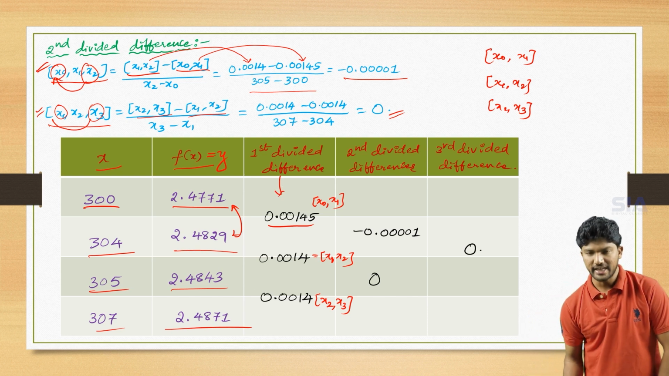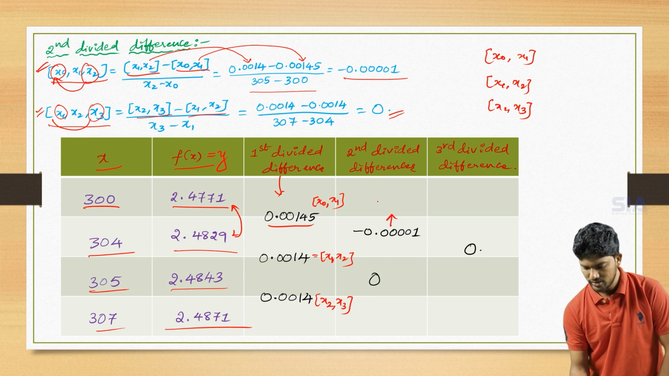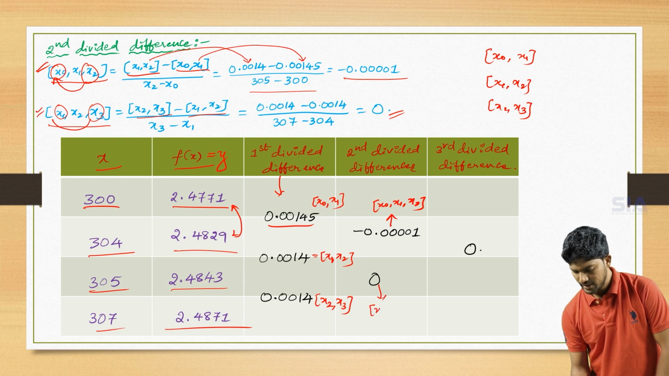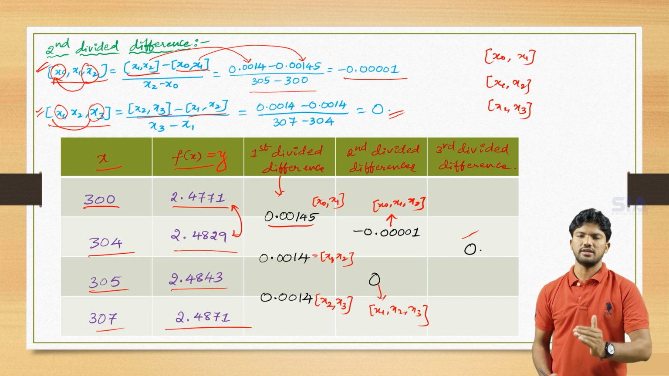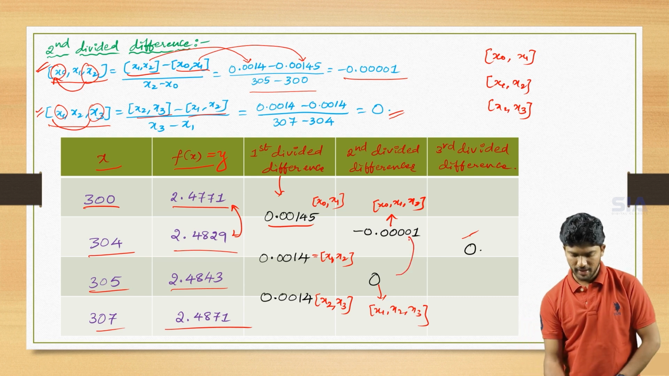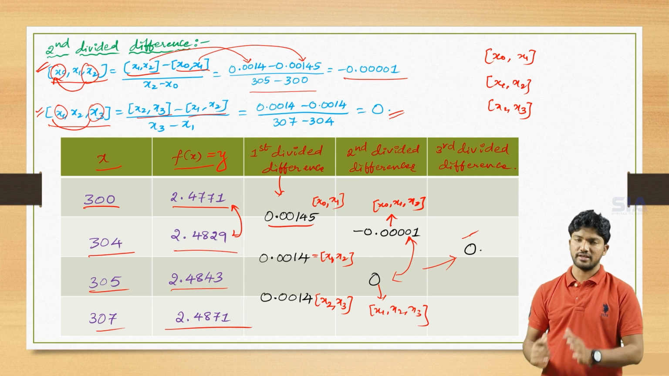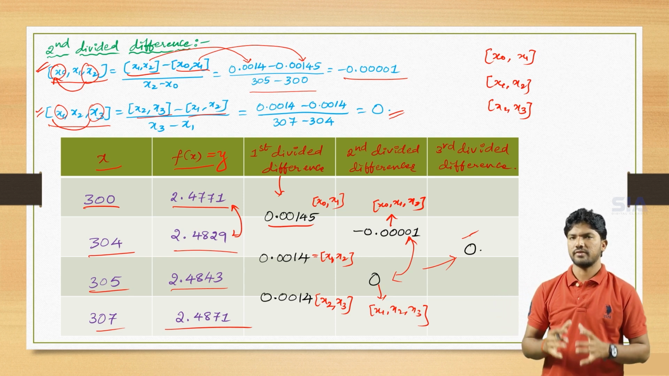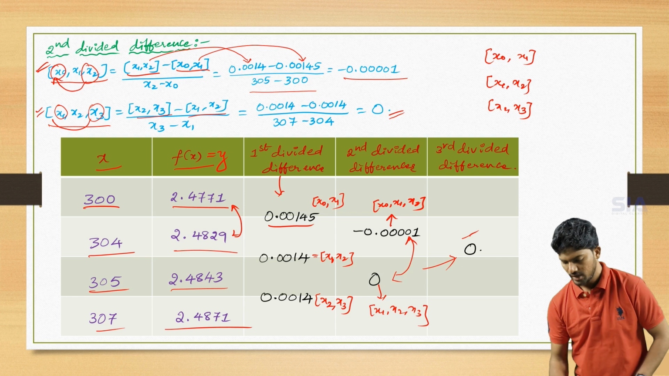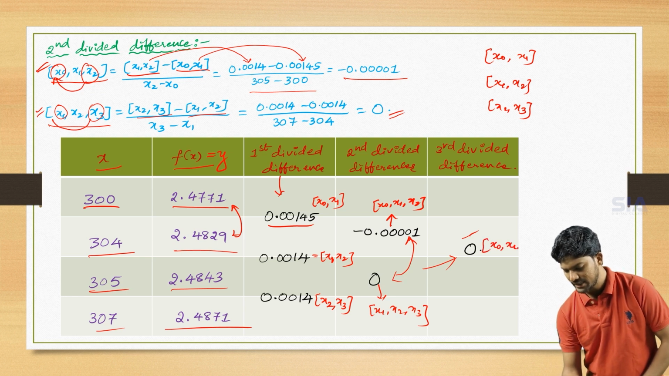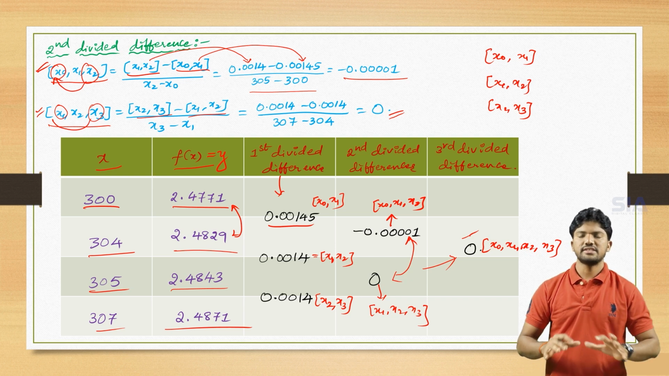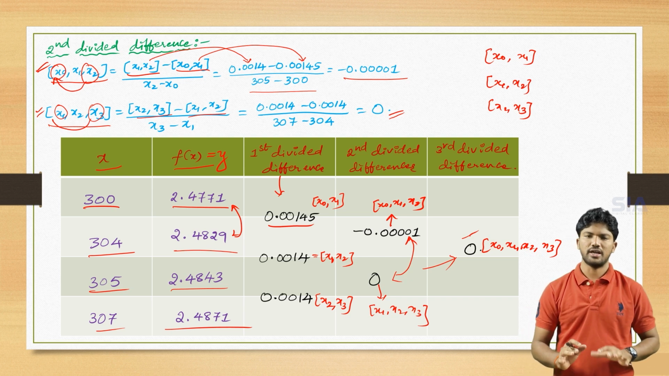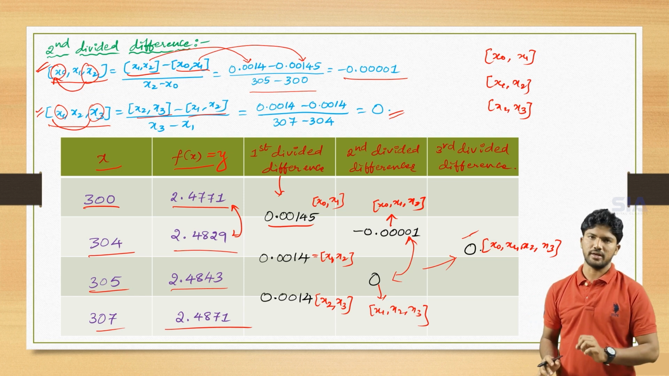Next, in the second divided difference, this value denotes x0 x1 x2, and this 0 denotes x1 x2 x3. And this value denotes the third divided difference. If you subtract these two values you will get 0, an ignorable, very small value that we can ignore. So this value gives x0 comma x1 comma x2 comma x3, the third divided difference value. This is the forward difference table for Newton's divided difference formula. For Newton's divided difference formula we have to make it in this format.